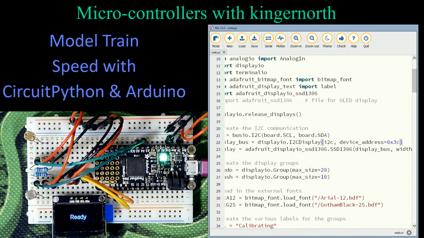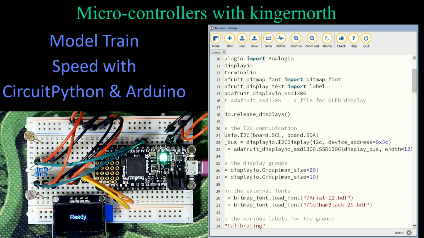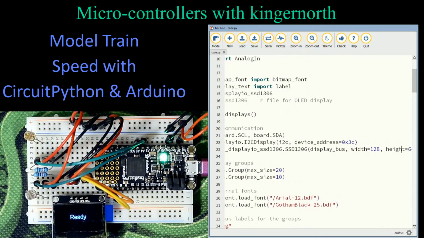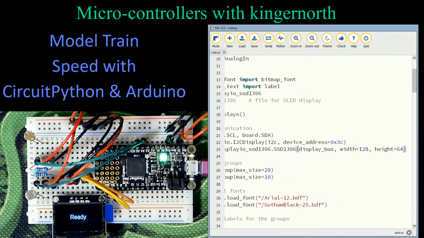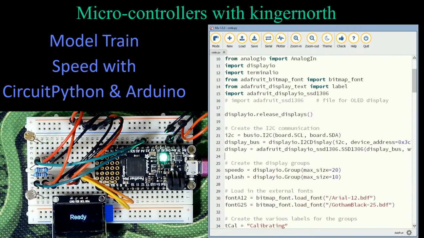Basically what happens here is I have to set up the width and the height. So you can see all those values are in there. It sets up the bus, which is the I2C and the address, and then I add the width of 128 and the height of 64. That's similar to what I did in Arduino, just a different way of doing it. This is where it then varies dramatically from Arduino.